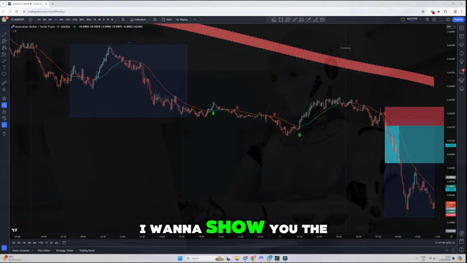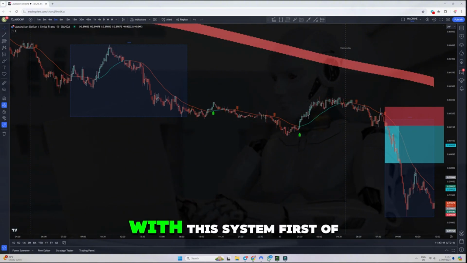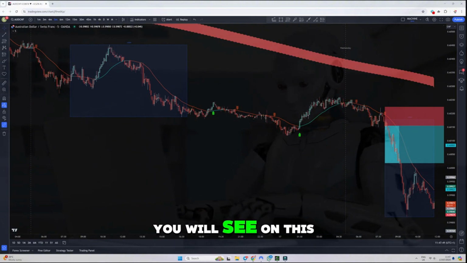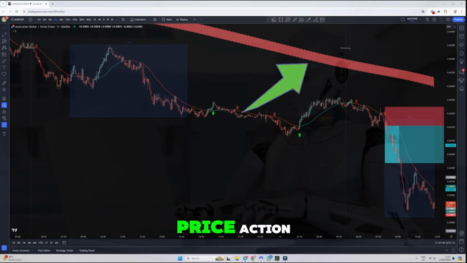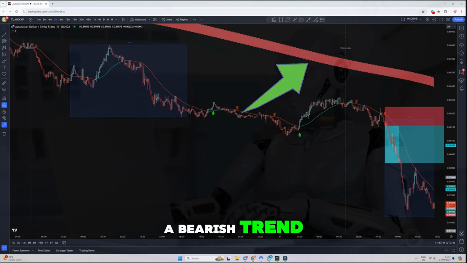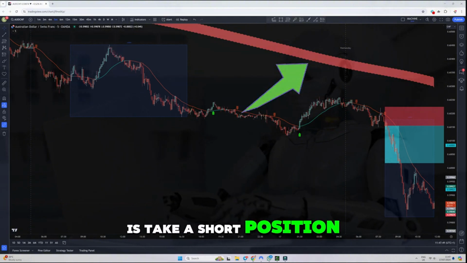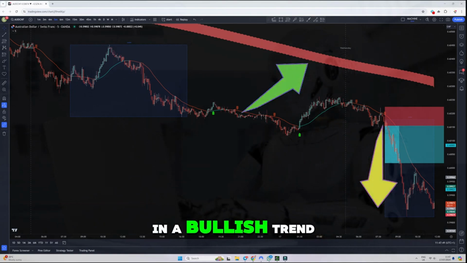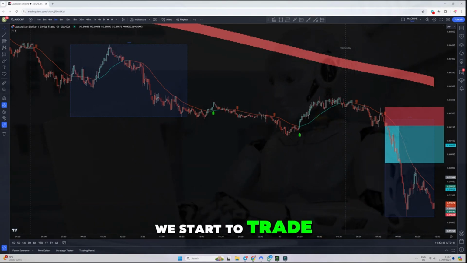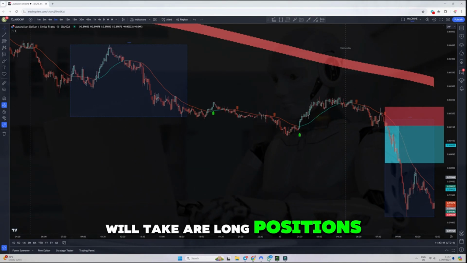Before we start, I want to show you the two things that you need to take notice of with this system. First of all, you will see on this chart a band above the price action denoting that we are in a bearish trend. And when we're in a bearish trend, the only thing that we will be looking to do is take a short position. And obviously, if we were in a bullish trend, which we will see as we start to trade, the only thing that we will take are long positions.